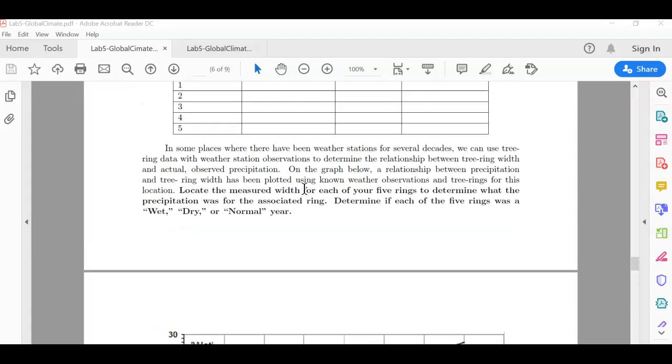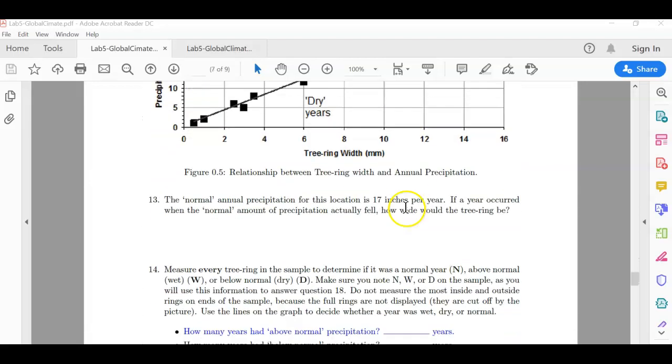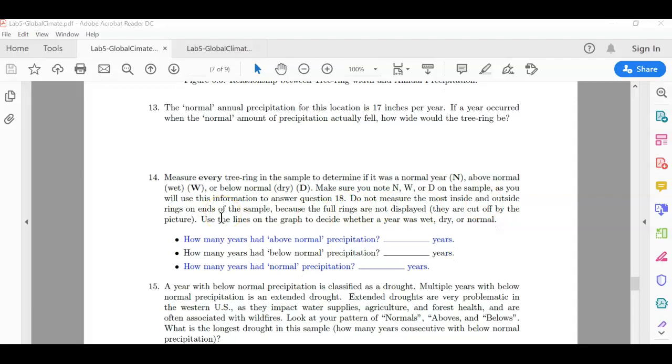Okay, so you could maybe even record them here. So say this is however many millimeters. It's going to be wet or dry or normal. Same with this one. Okay, so once you do this, make sure you note N, wet, or dry on the sample, as you will use this information to answer question 18.